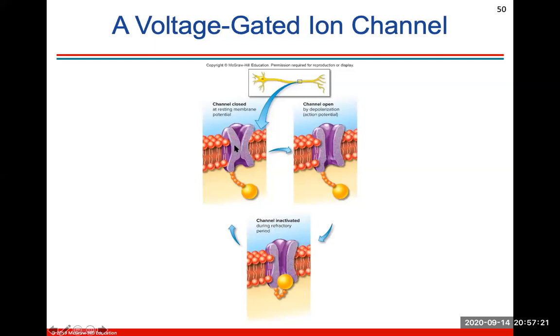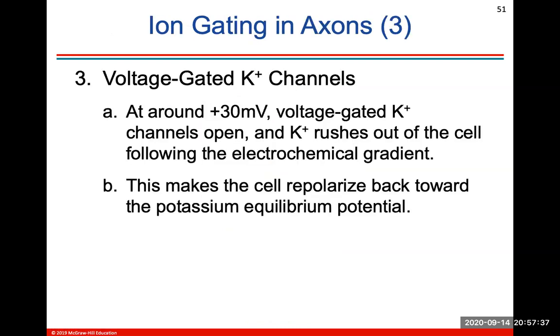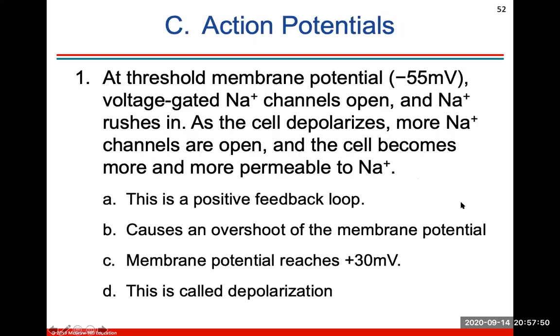So this is showing a closed sodium channel at resting, and the channels will be open by depolarization, meaning the action potential, the signal will be sent down the axon, and sodium will rush in, and then they'll be closed again during what we call a refractory period, a hyperpolarization state. Voltage-gated potassium channels: at around positive 30 millivolts, voltage-gated potassium channels open, and potassium will rush out of the cell, and this is what we call repolarization.